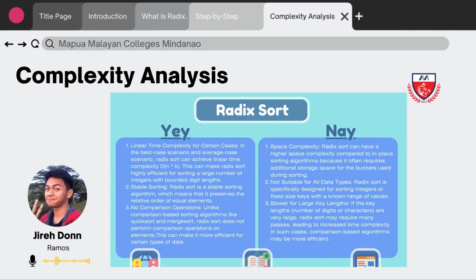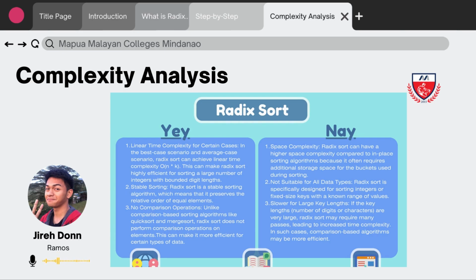Next is that it is not suitable for all data types. Radix sort is specifically designed for sorting integers and fixed size keys with a known range of values. And lastly, it is slower for large key lengths. If the key lengths or the number of digits or characters are very large, Radix sort may require many passes, leading to increased time complexity, and in such cases, comparison-based algorithms may prove to be more efficient.